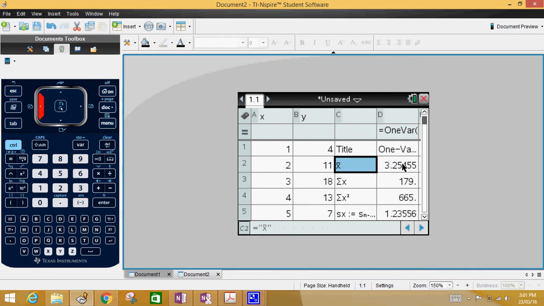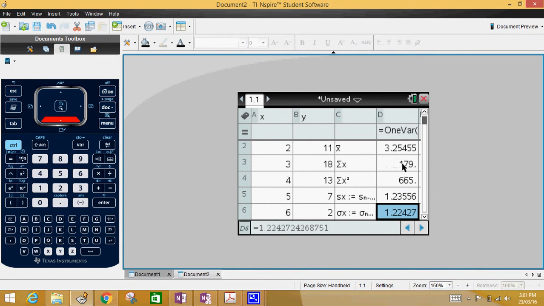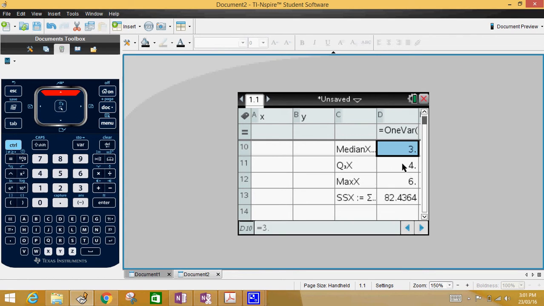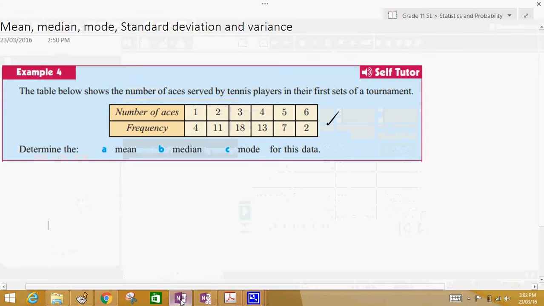This is your mean. Your X bar is your mean. Your standard deviation is this one, 1.22427. So this is your standard deviation. Here is your median. It was 3. And the mode is not given. So for the mode, you would just have to go back to the question and look at which one is the most. There were 18 times that they got 3 aces. So that would be your mode.